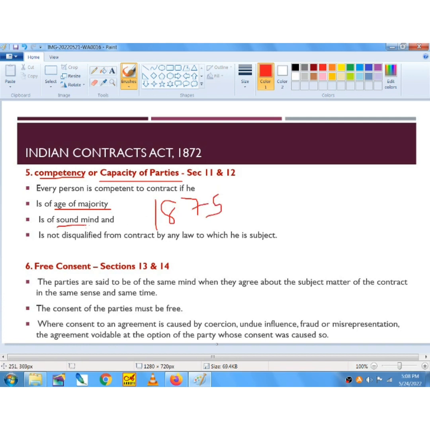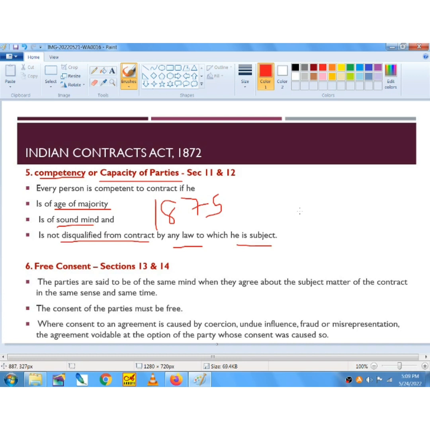Then he must be of sound mind. Sound mind here means he must not be insane, he must not be drunk, or he must not have any other illness which causes unsound mind. And lastly, he must not be disqualified from contract by any law to which he is subject. So criminals cannot enter into contract.